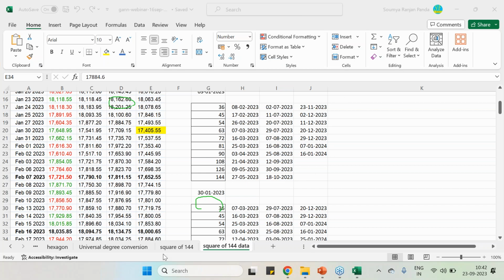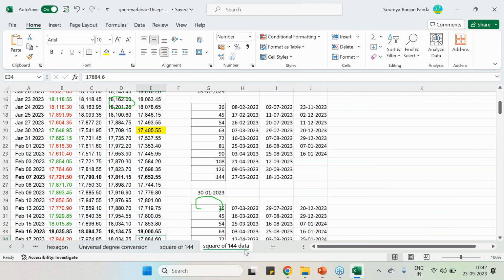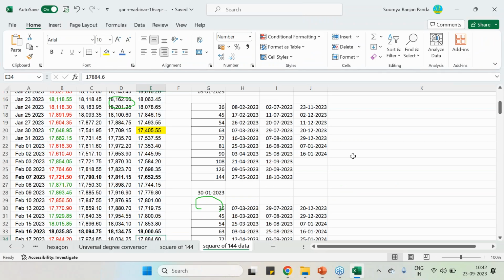So this is about the timing forecast in the square of 144 and the pricing forecast of the square of 144. One old participant, Manish ji, is working on this concept day and night, relating price and time, doing a lot of iterations. He is sending these things, and he will definitely find some breakthrough, and once he shares, I will also share with you. So this is how timing forecast can be done.